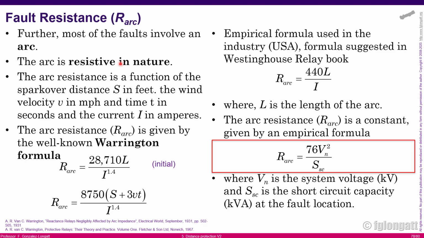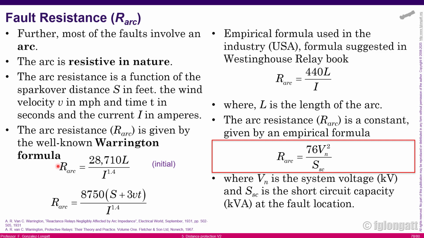The equation he created established that the initial arc resistance depends on the magnitude of the current moving through the arc, and is proportional to the length of that arc. What Warrington says is that the arc is not static, it is changing. In real life the arc is very complicated, but we simplify the studies for the sake of practicality. Warrington found that the initial value followed this equation.